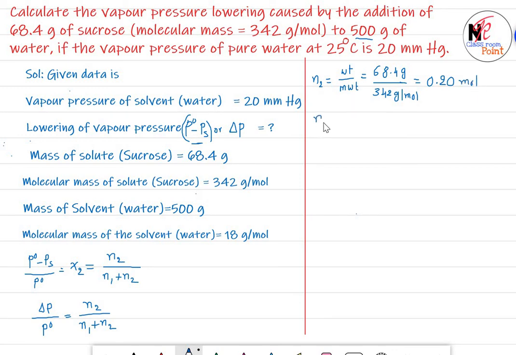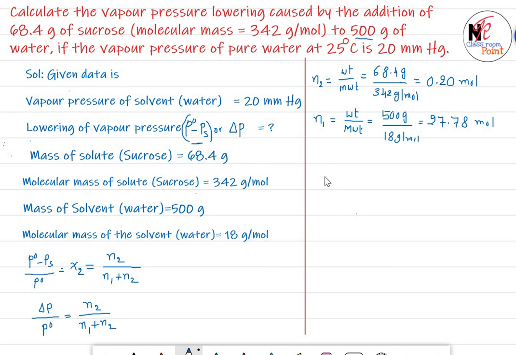And the number of moles of the solvent, N1, is equal to the weight of the solvent divided by its molecular mass. What is the weight of the solvent mentioned? 500 grams, divided by its molecular mass, 18 grams per mole. So this value is approximately 27.78 moles. Okay. Now the P0 value is anyhow given. Let us substitute all these given data in this particular formula.